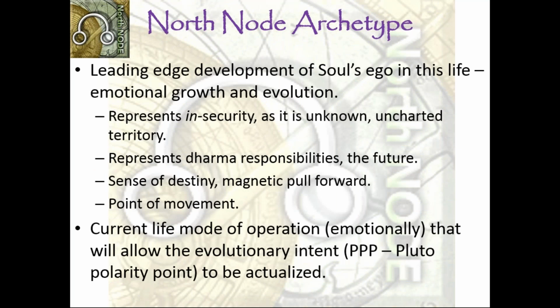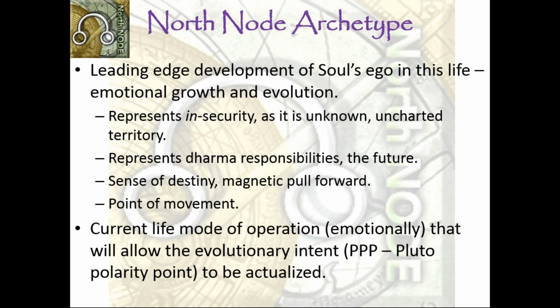The North Node is the leading edge of development for the soul's ego in this time, this life. It is our emotional growth and evolution. However, it again represents that insecurity, as it is unknown or uncharted territory. It represents our dharmic responsibilities or the future, again, where we're striving to go. It's a sense of destiny with a magnetic pull forward. It is a point of movement versus South Node stagnation.